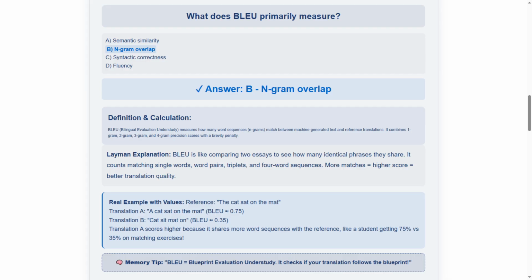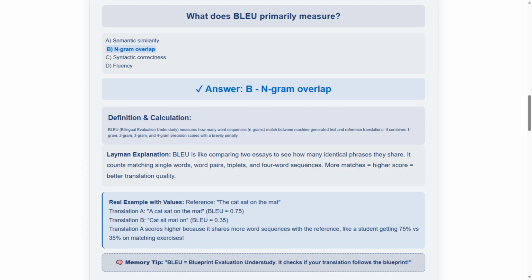BLEU, which stands for Bilingual Evaluation Understudy, measures how many word sequences called n-grams match between machine-generated text and reference translations. It combines 1 gram, 2 gram, 3 gram, and 4 gram precision scores with a brevity penalty. Simply put, it's a word-matching scorecard. The layman explanation is this. BLEU is like comparing 2 essays to see how many identical phrases they share. It counts matching single words, word pairs, triplets, and 4-word sequences. More matches equals higher score equals better translation quality. It's essentially a phrase-matching game.